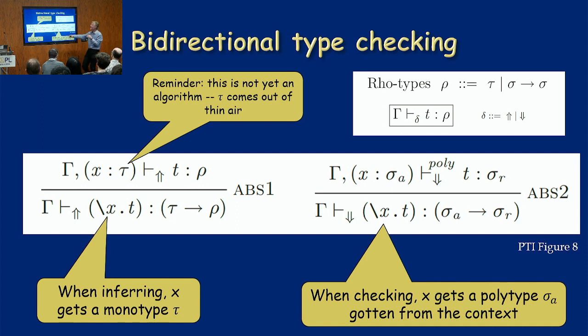So we'll just, out of thin air, this isn't an algorithm yet, we make up a tau, but we're allowed to make up taus, right? I'm not going to explain very much about that, because I think most of you will know. Out of thin air, we make up a tau. That will be, in implementation terms, a unification variable.